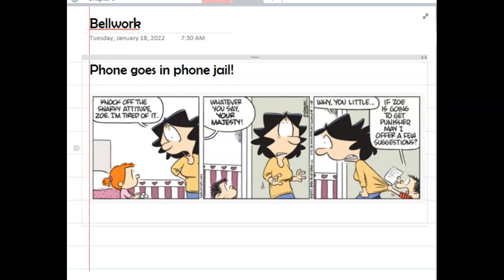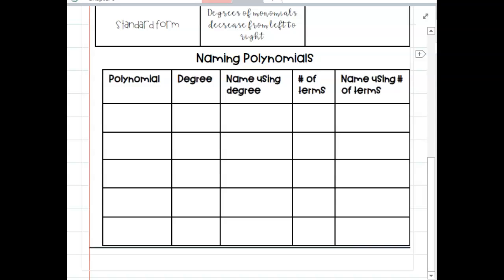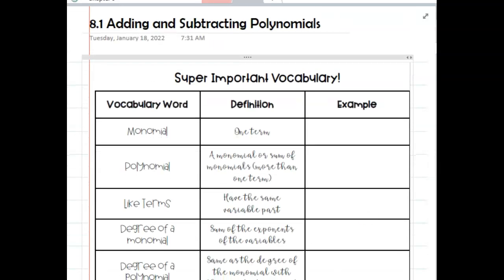The section today is adding and subtracting polynomials, which we're going to do a little bit of today, but for the most part today it's going to be really heavy on vocabulary. So I don't think section 8.1 is a lot of super difficult stuff, but it's a lot of stuff.